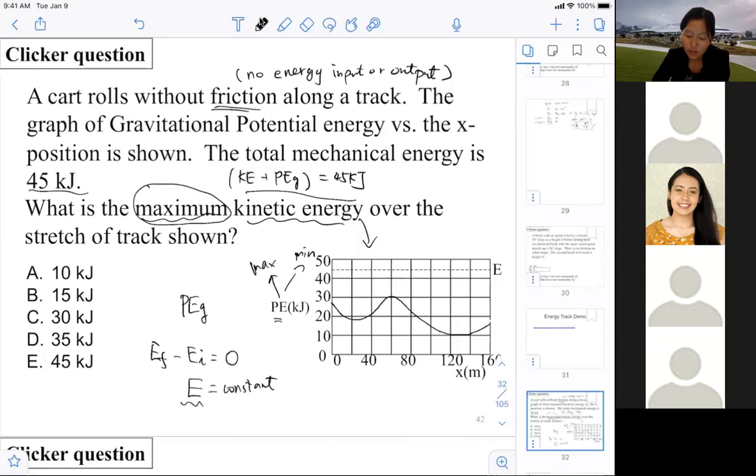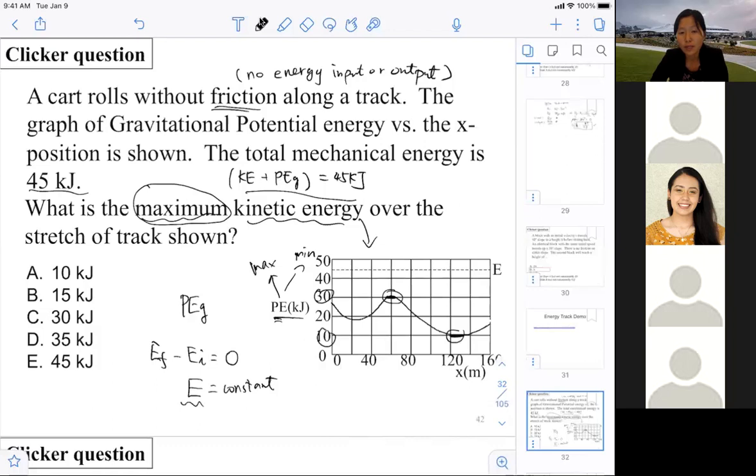Okay, so the maximum of the potential here is 30. The minimum of the potential here is at 10, okay? So that is the potential's minimum and maximum. You're right, if one completely goes to zero, obviously all of that energy, 45 kilojoules, will go to the other type of energy. If potential energy completely goes to zero, then all 45 becomes kinetic. But potential never really goes to zero. The smallest it can get, given the graph it's showing here, is 10 kilojoules.